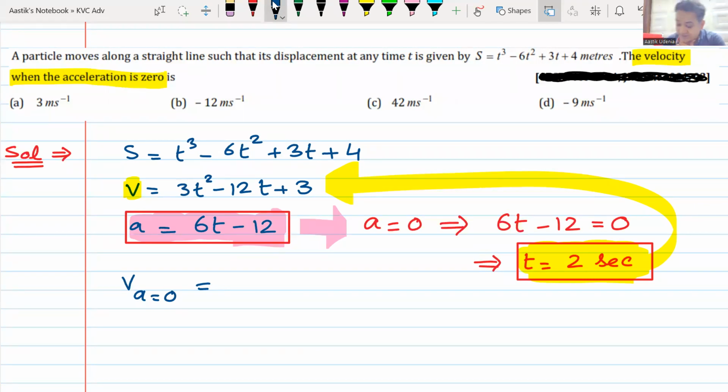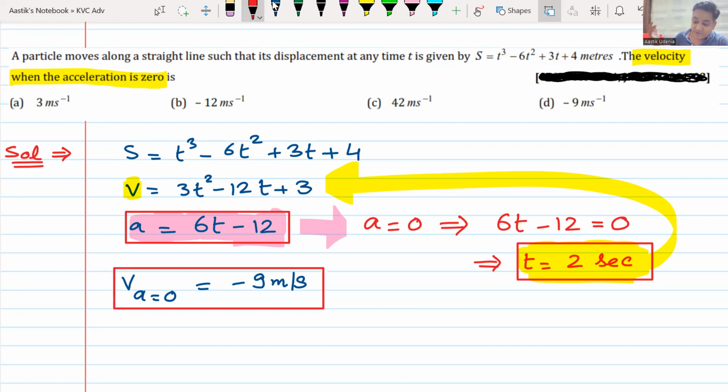Option G, minus 9 meter per second. That means it is now moving in the opposite direction of its actual motion. It is now moving in the opposite direction. Put the value of t as 2.